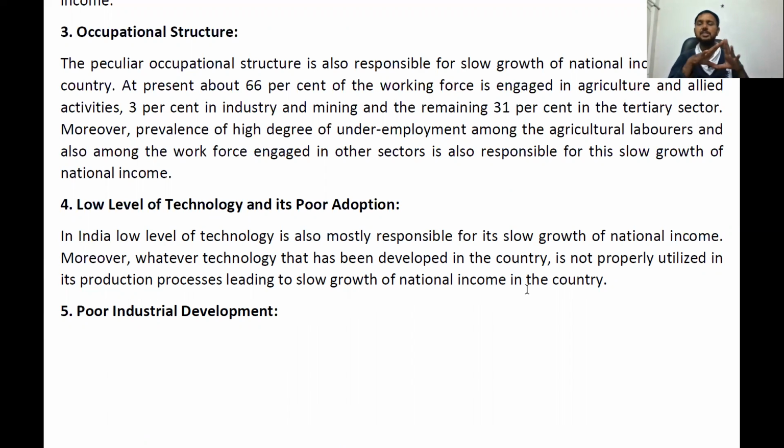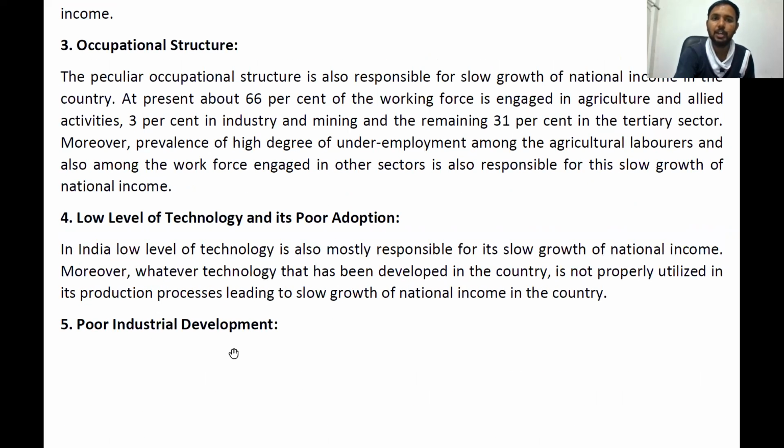So there is resistance. We can say that people are not that aware, or people are not ready to adopt new technology and to apply it in their production system. If they apply such modern technology in the production system, they can produce goods at lower cost. But this kind of thing does not happen in our country. So this is also one of the reasons behind the slow rate of national income.